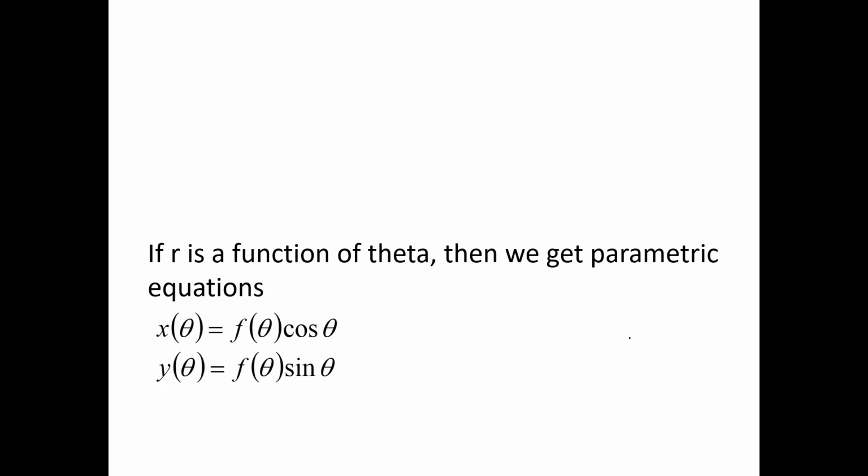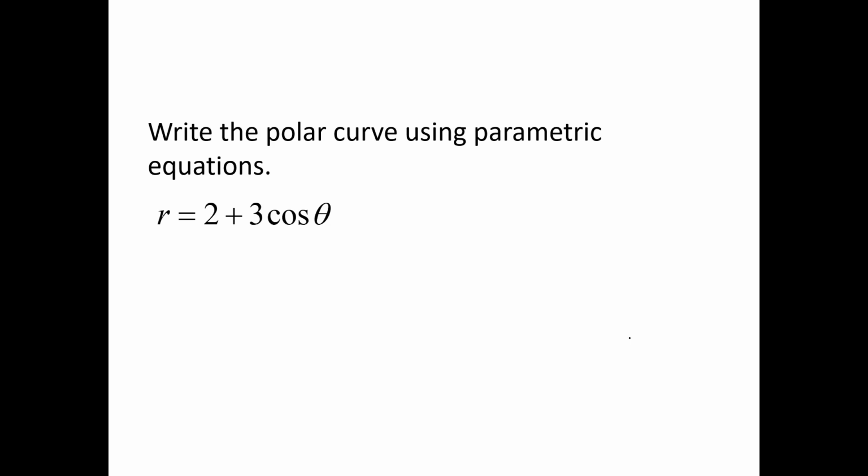If r is a function of theta, then we get the parametric equations. X of theta is equal to f of theta times the cosine of theta. Y of theta is equal to f of theta times the sine of theta. All right? So we'll write the polar curve using parametric equations. So easy enough. X is equal to r cosine theta, but r is 2 plus 3 cosine theta.